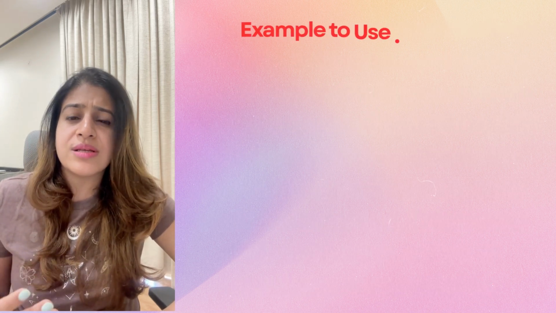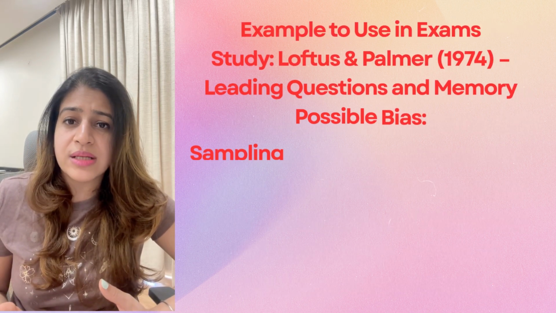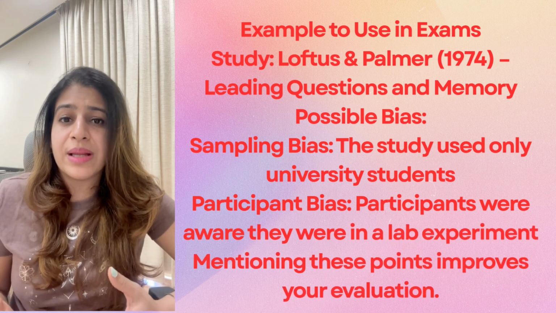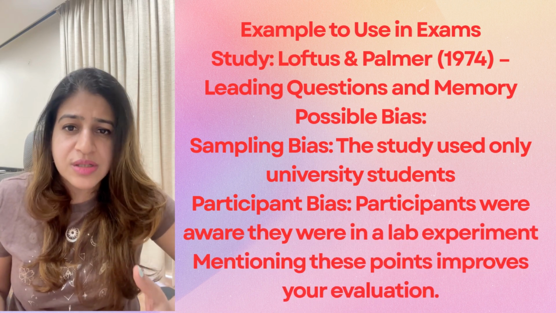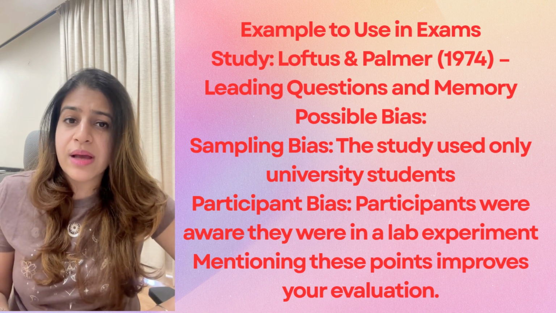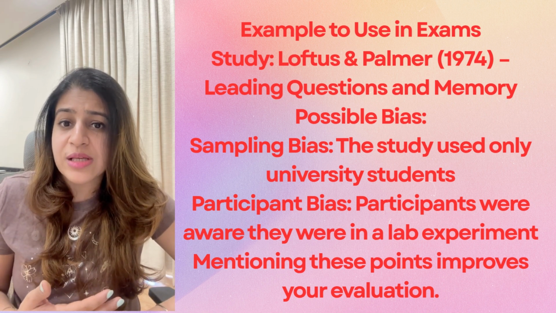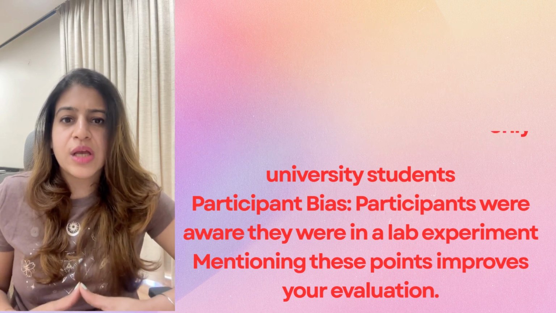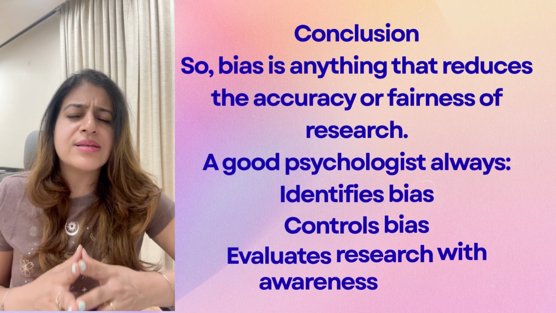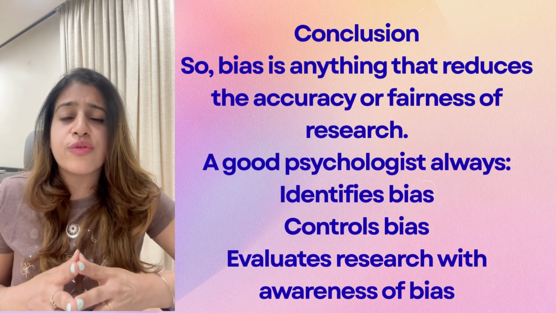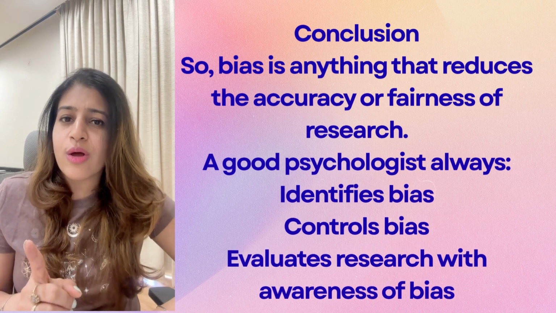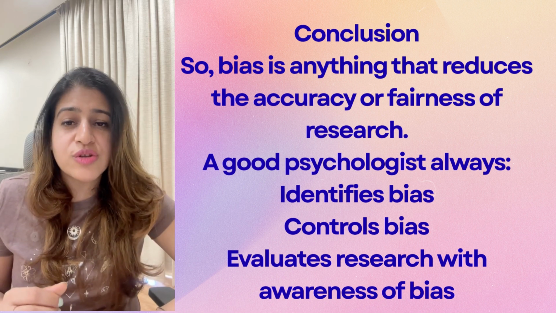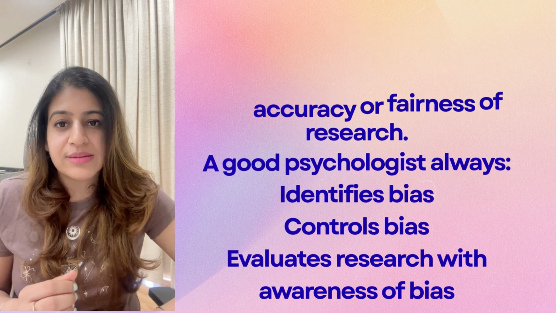Example to use in exam, a study like Loftus and Palmer 1974, leading questions in memory. Possible bias, sampling bias, the study used only university students. Then participant bias, participants were aware they were in a lab experiment. Mentioning these points improves your evaluation. So the conclusion is that bias is anything that reduces the accuracy or fairness of research. A good psychologist always identifies bias, controls bias, and evaluates research with awareness of bias.